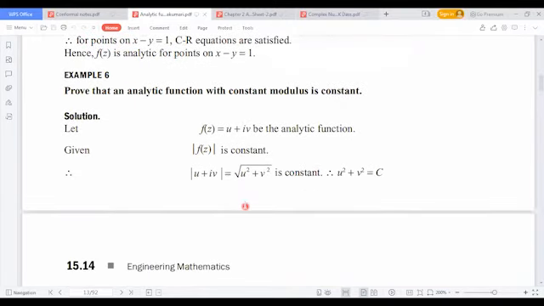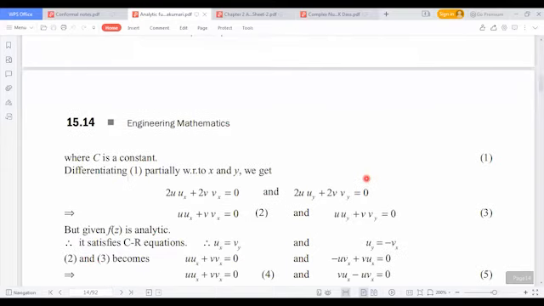Similarly, another problem: prove that an analytic function with constant modulus is constant. If f(z) is any function of a complex variable, then it equals u plus iv, and it will be an analytic function, as given. So the modulus equals the square root of the real part squared plus the imaginary part squared, and this will be constant. Then we can consider u squared plus v squared equals C, where C is a constant.